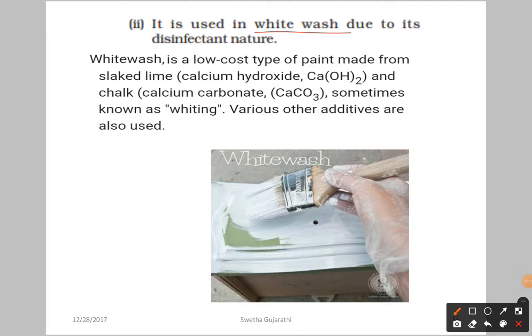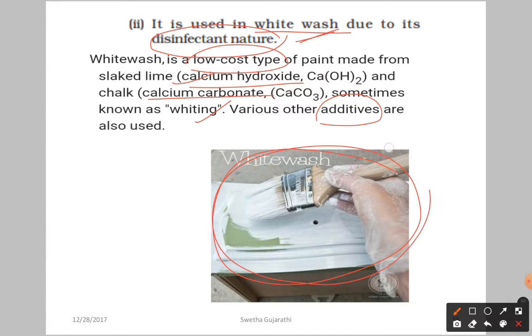And we use it for whitewash, because of its disinfectant nature. Disinfectant means it is going to destroy microorganisms. Whitewash is nothing but a low cost type of paint. It is made from calcium hydroxide and calcium carbonate. Sometimes we simply call it whitening, and along with that we add some additives. Additives means they help it stick. Here you can see the person doing it. This is whitewash.